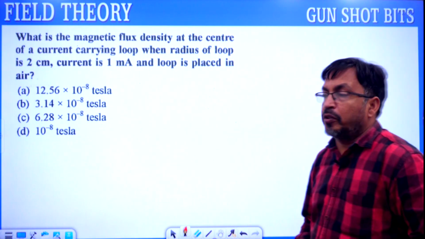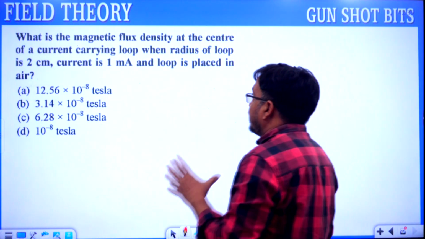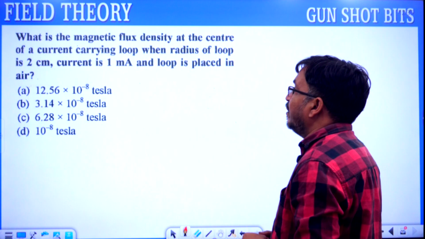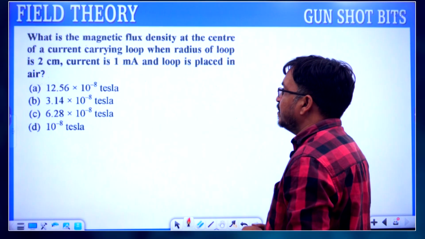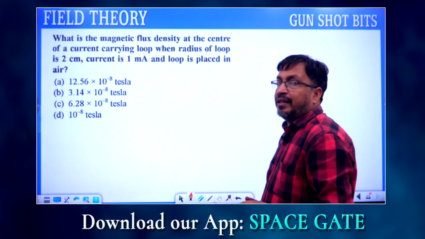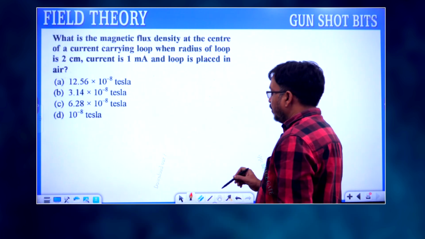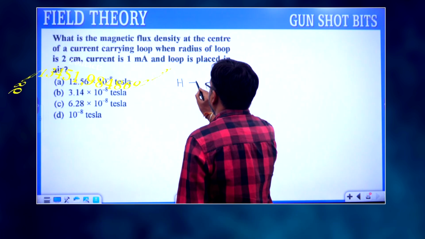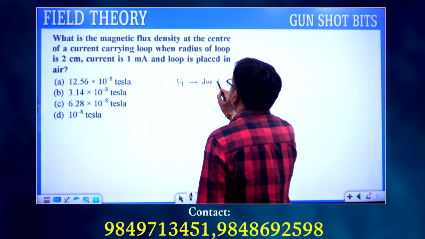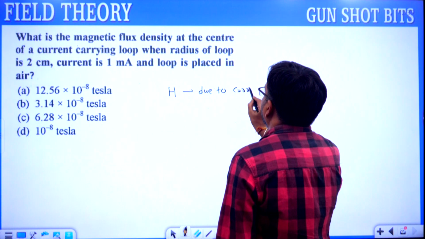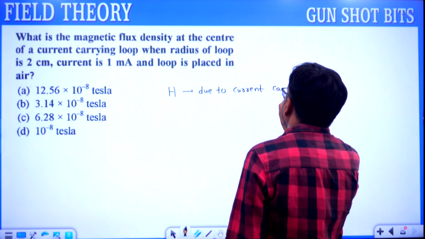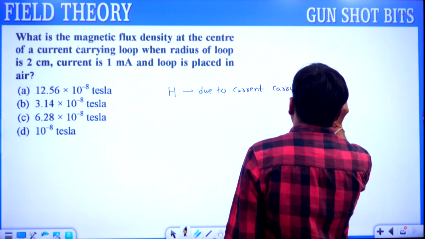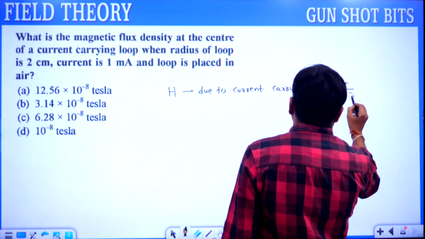Next we are discussing one more question. What is the magnetic flux density at the center of a current carrying loop when the radius of the loop is 2 centimeter, current is 1 milliampere and the loop is placed in air? This is the question. So we know that the magnetic field intensity due to a current carrying loop is I by 2R, ampere per meter.